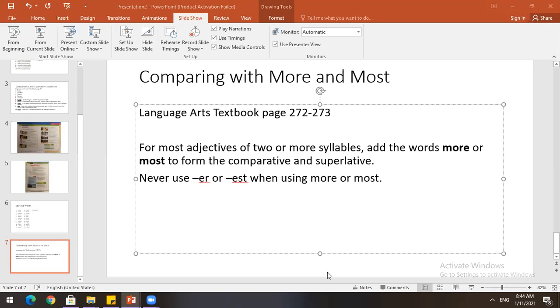Yes, write this in your notebooks. Did you just join? Okay. Yes. Okay, go ahead. I had a bad connection.